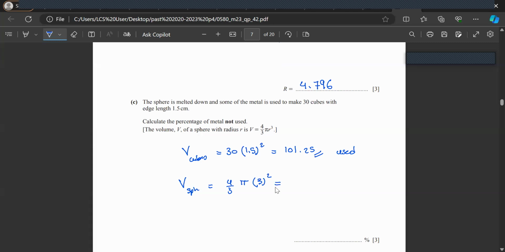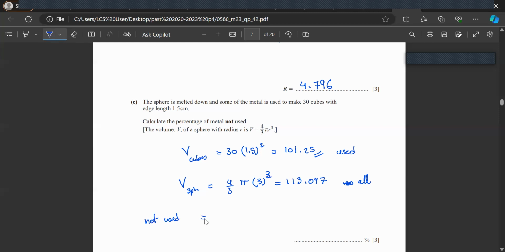Equal 4/3 multiplied by pi multiplied by 3 squared. It will give you 37.699. Something wrong. Can we stop for a second? It's supposed to be 3 cubed, not 3 squared. Yeah, sorry, 3 cubed. So multiply it by 3 cubed, not this. Okay, thank you. So it will be 113.097.